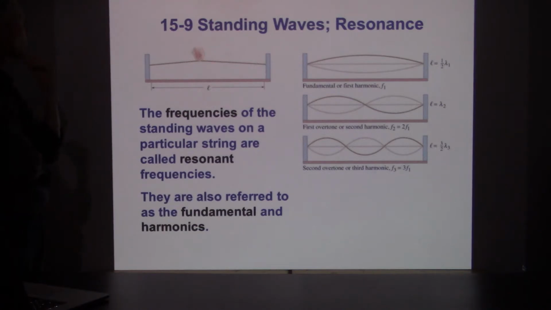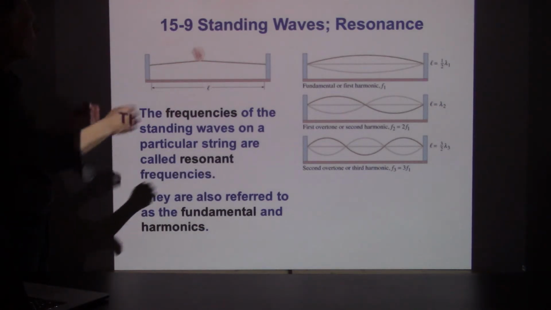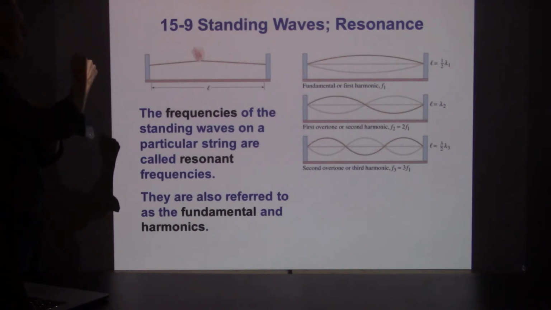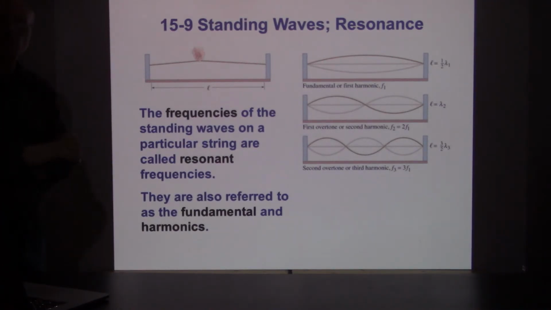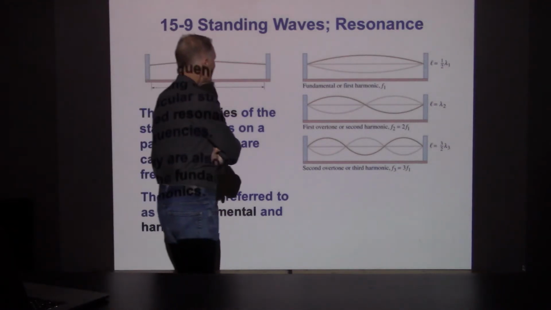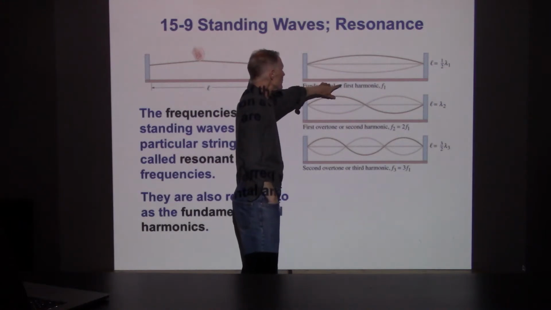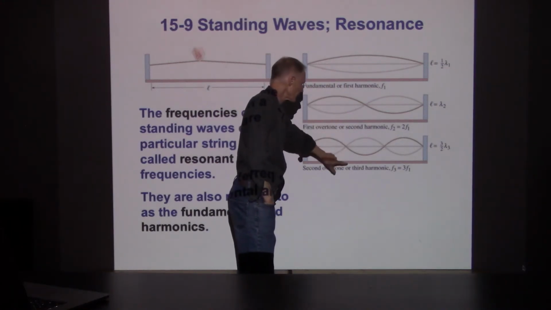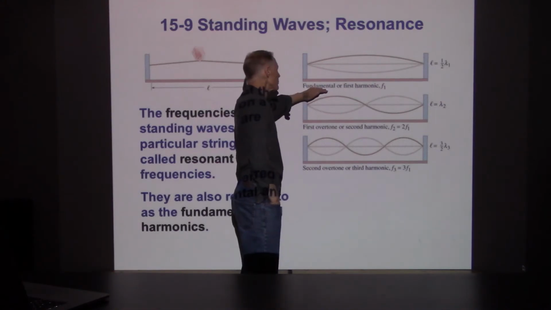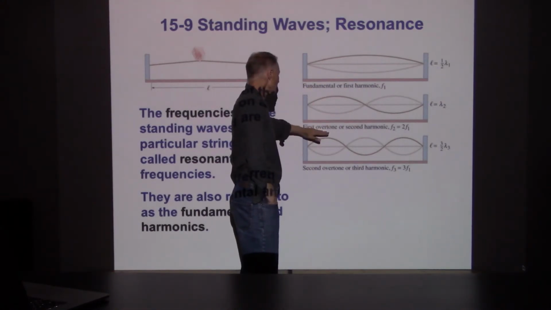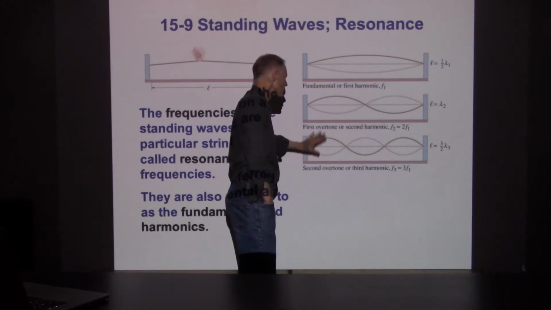In this example, when we have nodes fixed at both ends, then we're going to get a series of possible solutions, a series of what we call discrete solutions rather than a continuous set of frequencies. We'll only have certain frequencies that can be generated. Now, this is referred to as the first harmonic, the second harmonic, the third harmonic. This is also referred to as the fundamental. This is referred to as the first overtone and the second overtone.